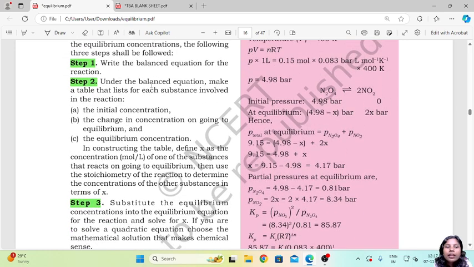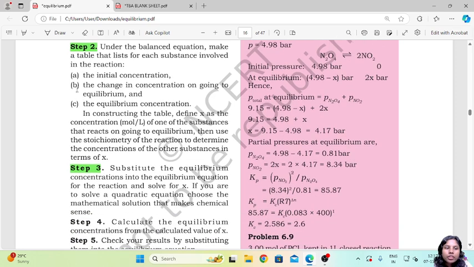Second, under the balanced equation itself, you make a table that lists each substance involved in the reaction. Say there are 2 reactants and 1 product, you list all of them right below the balanced reaction. Now in that table, first you write the initial concentration, that is, the concentration with which you had initially started the reaction. Second, you write the change in concentration on going to equilibrium. Whatever change has occurred is what you write in the second column. And third, you write the equilibrium concentration.